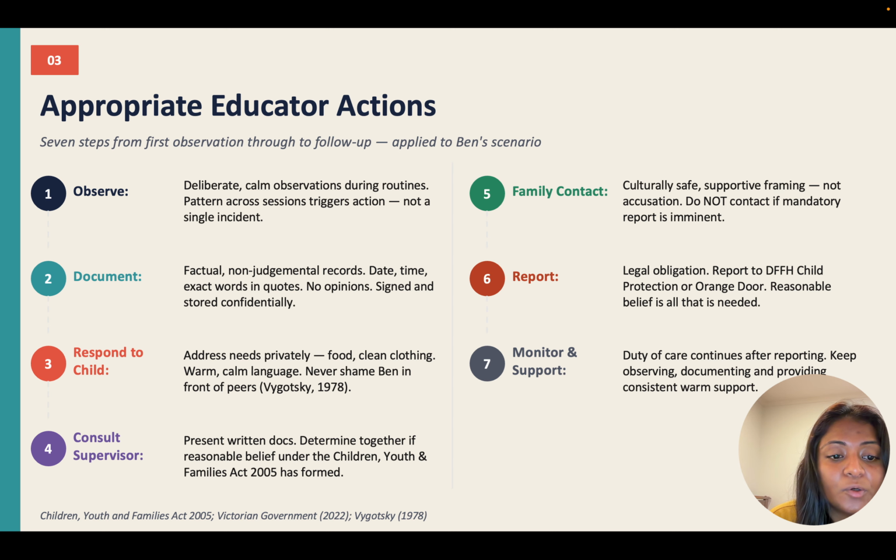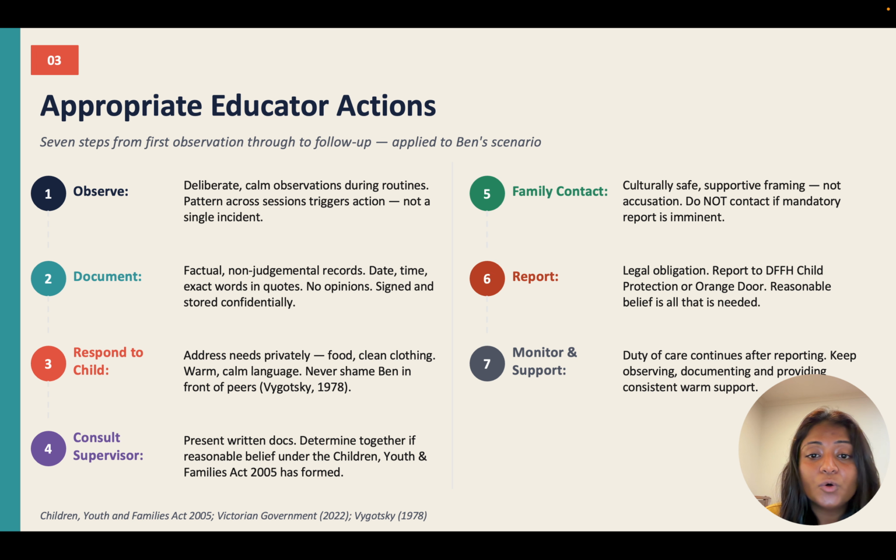The step 4 would be to consult supervisor, present written documentation, and together with the supervisor we can determine if a reasonable belief under the Children, Youth and Families Act of 2005 has been formed.